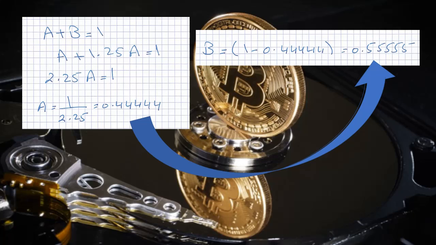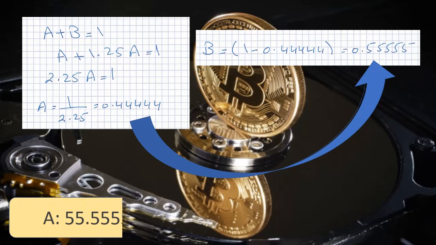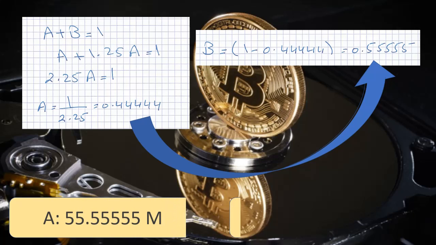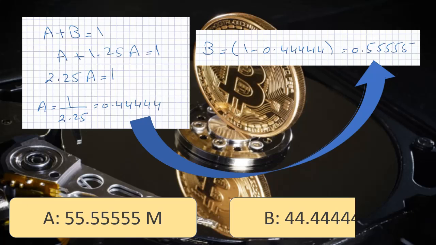0.5555. Those values represent the share of the other company, as each is losing to the other company. That means that company A will have 55.555 millions and company B will have 44.4444 millions. These values are independent of the starting company share.